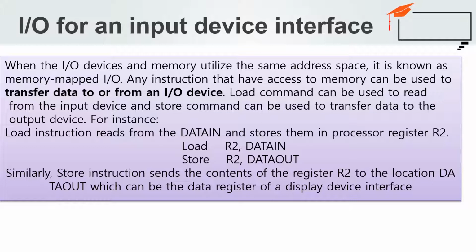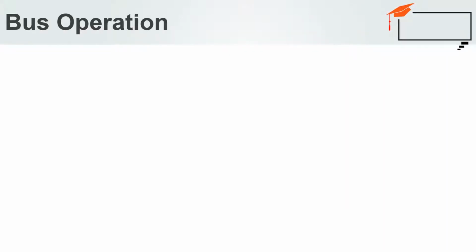Similarly, the store instruction sends the contents of register R2 to the location data out, which can be the data register of a display device interface. Moving to the bus operation.